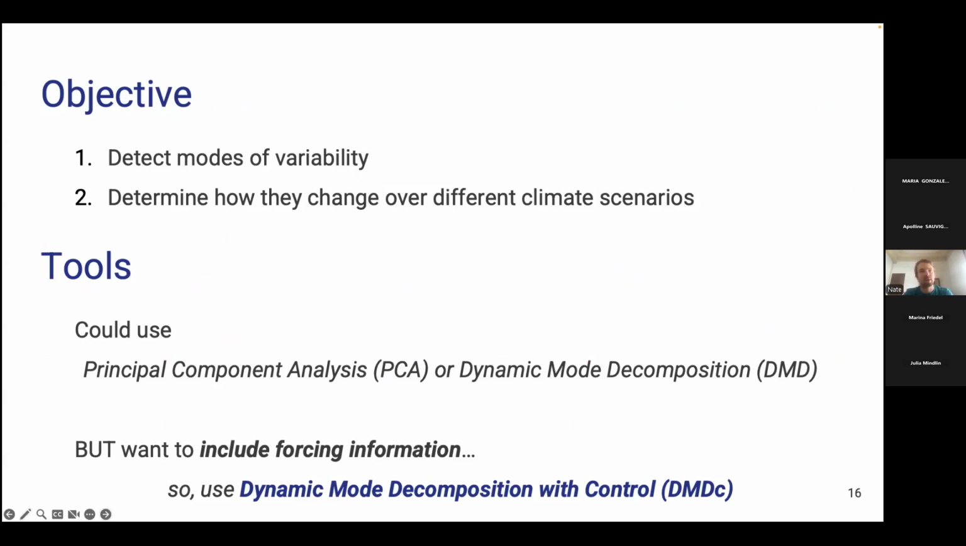There are classical methods for detecting modes of variability, such as principal component analysis. And people have also used linear inverse models or dynamic mode decomposition, which are essentially the same thing. These are certainly two things you could use with these data, but we want to include this radiative forcing information, which is obviously significant in terms of the change of the global surface air temperature. So in order to include forcing information into our model, we choose to use dynamic mode decomposition with control.